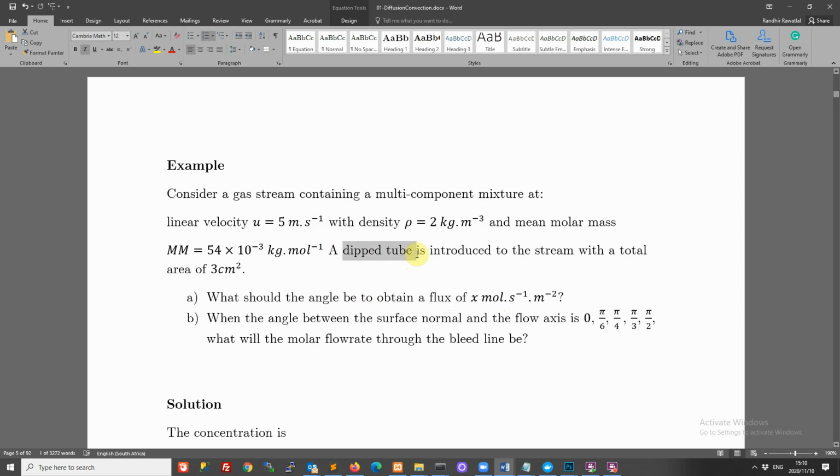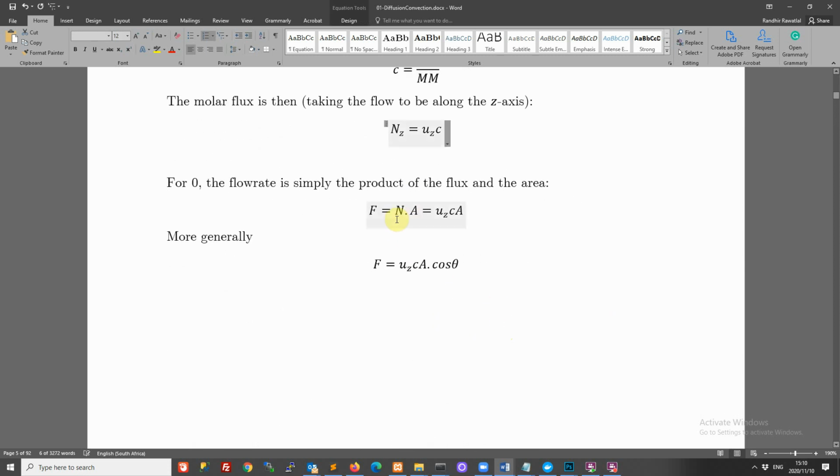So if you want to withdraw your component A at a specific flux down into the dip tube, then there will be a specific angle that we can identify that gives us that flux. And then here, I guess we simply specify some values for that angle, and then we want to know what the molar flow rate through the line will be. Right, so through the dip tube, what's the molar flow rate going to be if we use these angles for the area? Okay, and the solution is here.